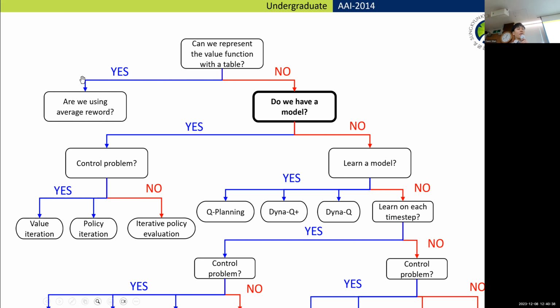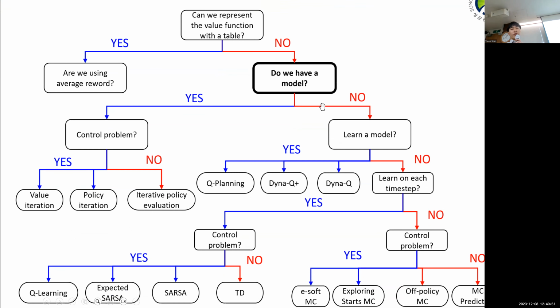If it is a tabular problem, if we go to the next page, we will check. The first one, we check if it is not a tabular problem, then we need to ask, do we have a model? What is the model? A model is the description of the environment. It will provide some dynamics to your agent or to the environment. Then if it is yes, if we have a model, then we need to decide whether it's a prediction or control problem.